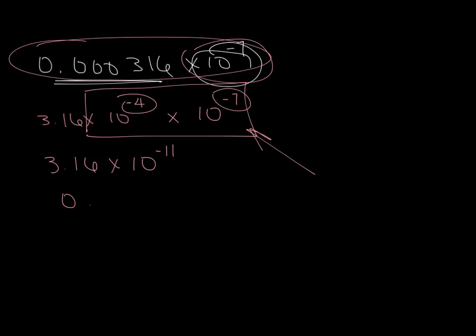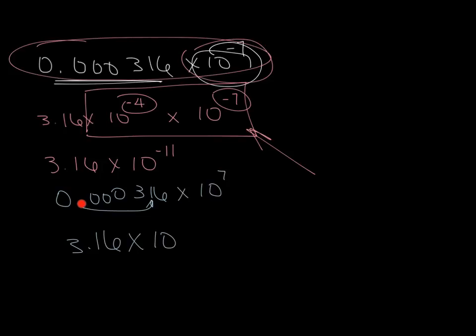Alright, so let's look at one like 0. Let's do it in blue. And let's make it to the positive 7. Let's write that in scientific notation. Okay, so we move the decimal over to 3.16. And how far did we move it over? 1, 2, 3, 4. We moved it over 4.